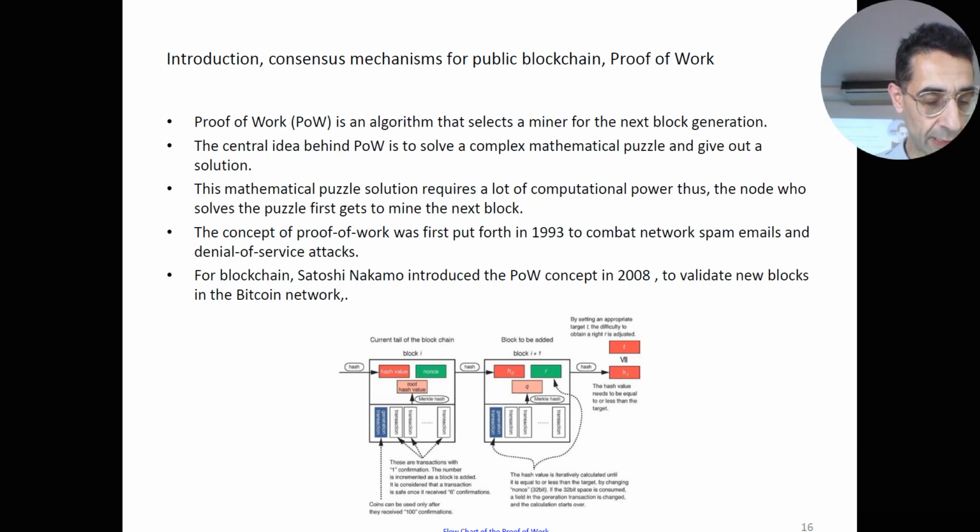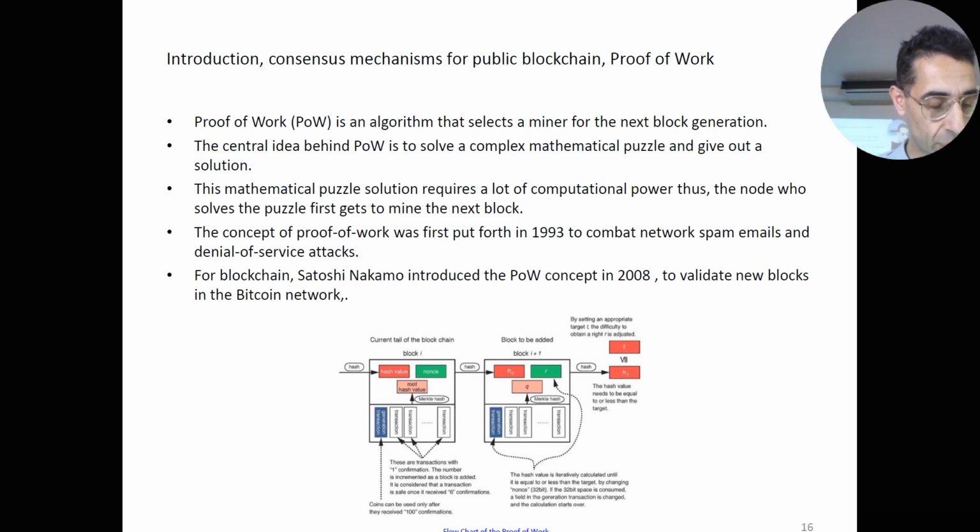This is one of the most popular type of consensus protocols, and it is an algorithm that selects a miner for the next block generation. The central idea behind it is to solve a complex mathematical puzzle and give out a solution. The mathematical puzzle solution requires a lot of computational power, as a node who solves the puzzle first gets to mine the next block.